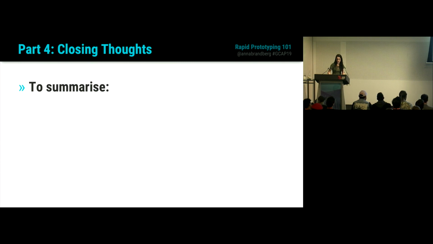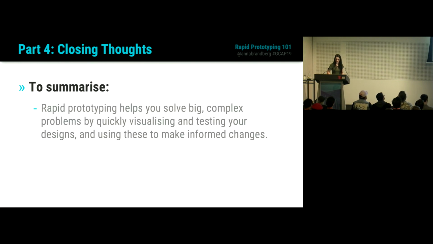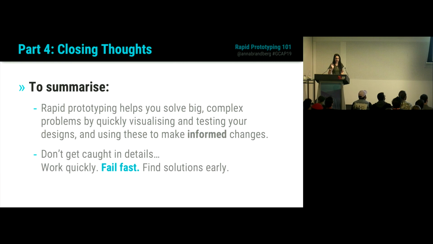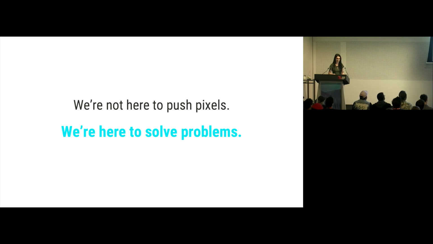So to summarize everything we learned today: rapid prototyping helps you solve big complex problems by quickly visualizing them, testing your designs and using the results to make informed changes. And informed is the key word there. Rapid prototyping helps you not get caught in the details. It teaches you to work quickly and fail fast, so that you can find solutions early. Because as I've said throughout this whole presentation, we're not here to push pixels, we're here to solve problems.